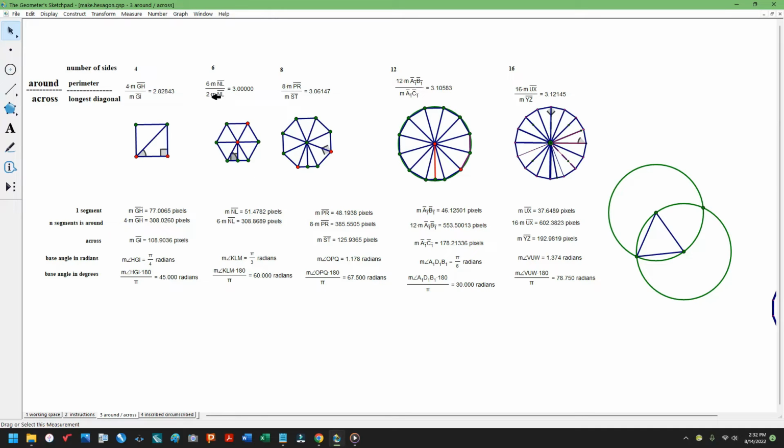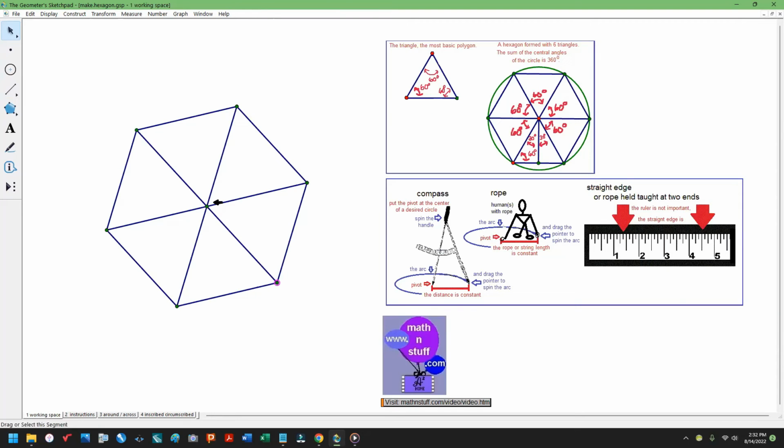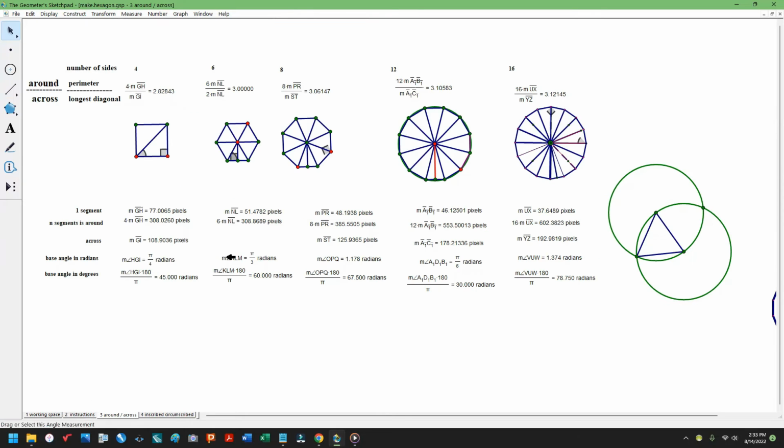That's a really nice number. It comes from 6 sides, and each of the sides was the same as the radius. We found that out just a minute ago. For 8 sides, the ratio is 3.06. The 12-sided dodecagon is 3.105. The 16-gon, I don't know the name for it, is 3.12.